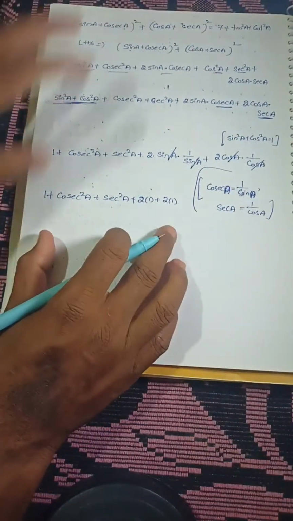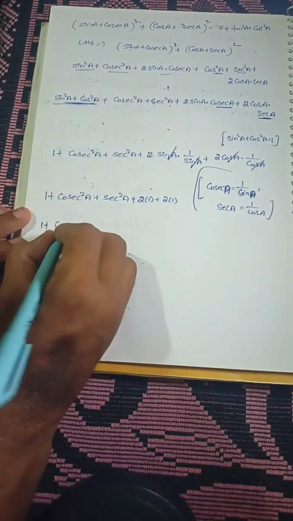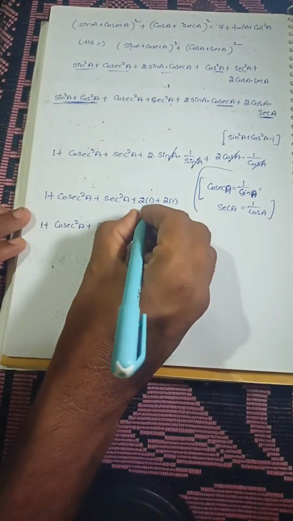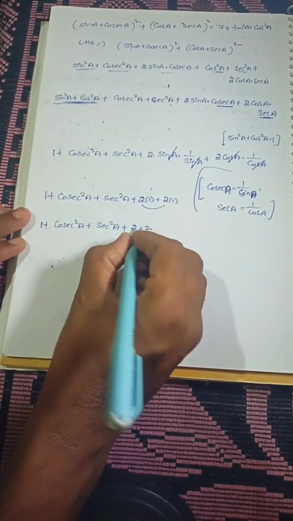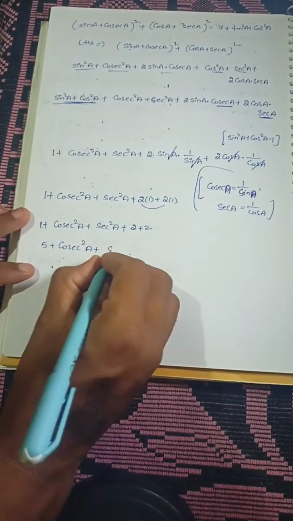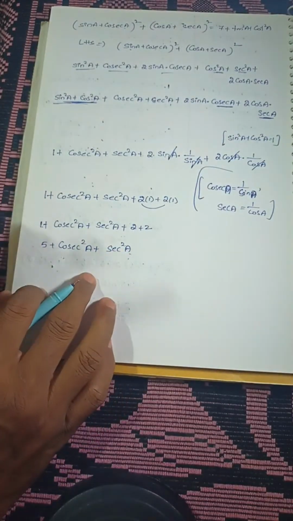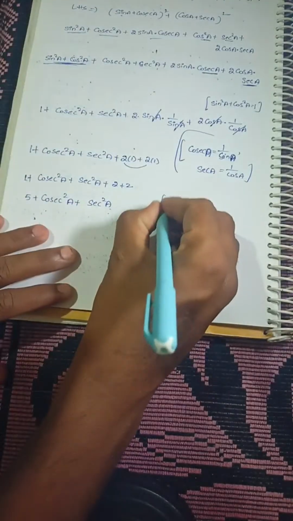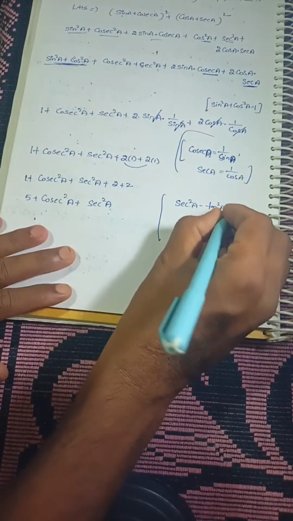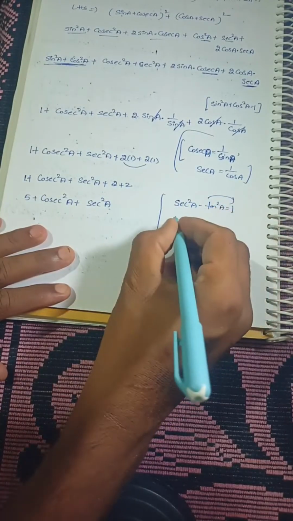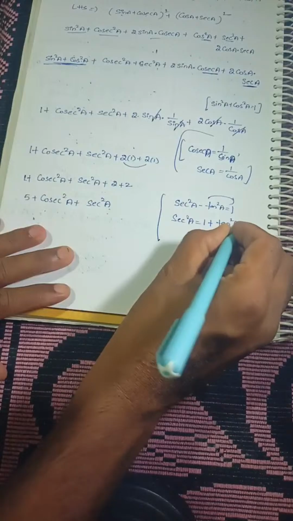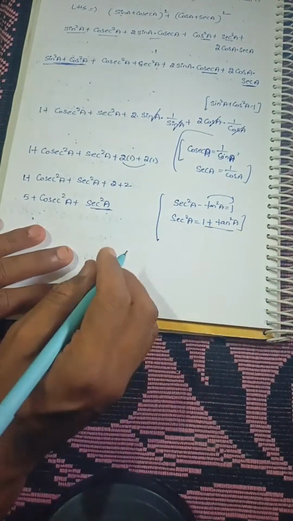Now see, this is the most important step. 1 plus cosecant square A plus secant square A plus 2 plus 2, 2 plus 2 is 4, 4 plus 1 is 5, 5 plus cosecant square A plus secant square A. Here we are using the second identity and third identity. What is the second identity? Secant square A minus tan square A is equal to 1. Take minus tan to that side. Secant square A means 1 plus tan square A. So in terms of secant square A we can write 1 plus tan square A.